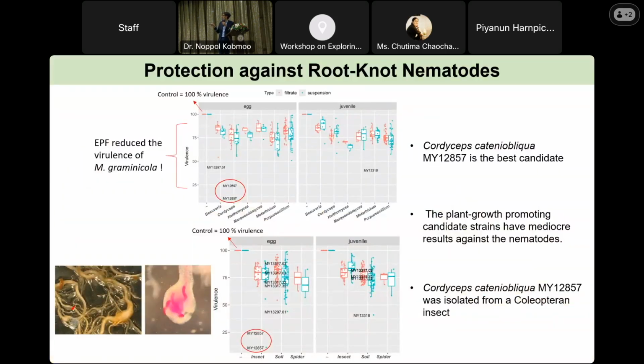And actually, we see that, I don't know why it appears smaller than on my computer. I'm sorry. Here, the control, this is the virulence of the nematodes. In the control treatment where there was no fungal inoculation, the virulence of the nematodes is 100%. But if we inoculate the entomopathogenic fungi from various genera, the virulence of the nematodes is notably reduced. And we have a very interesting candidate here that can reduce up to 80% the virulence of the nematodes in the root invasion in rice.